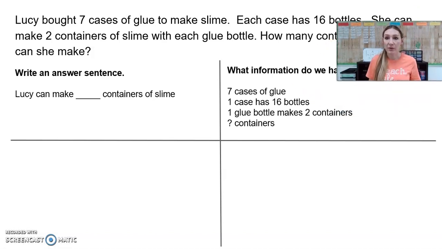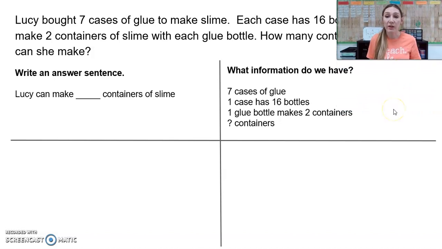So our next step is going to be to determine what information the question gives us. What do we know in the problem? We know that there are 7 cases of glue. We also know that each case has 16 bottles. So in one case, there are 16 bottles of glue. One glue bottle can make 2 containers of slime. What we don't know is how many containers we can make.